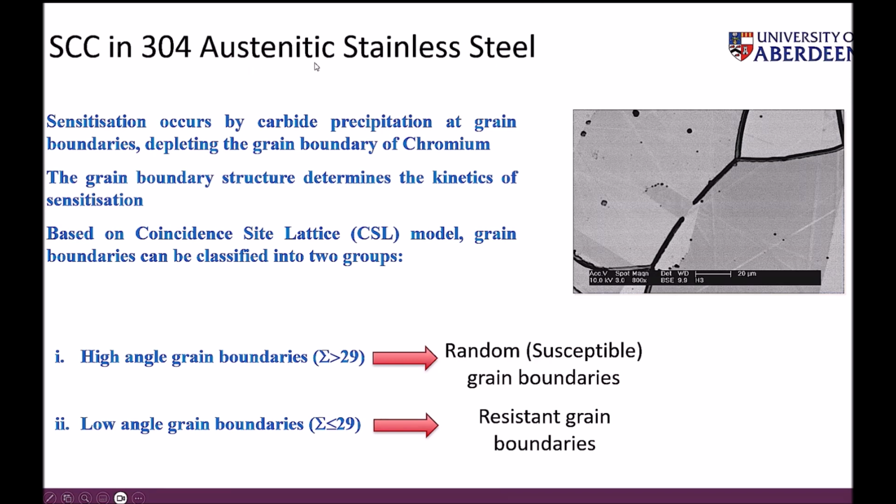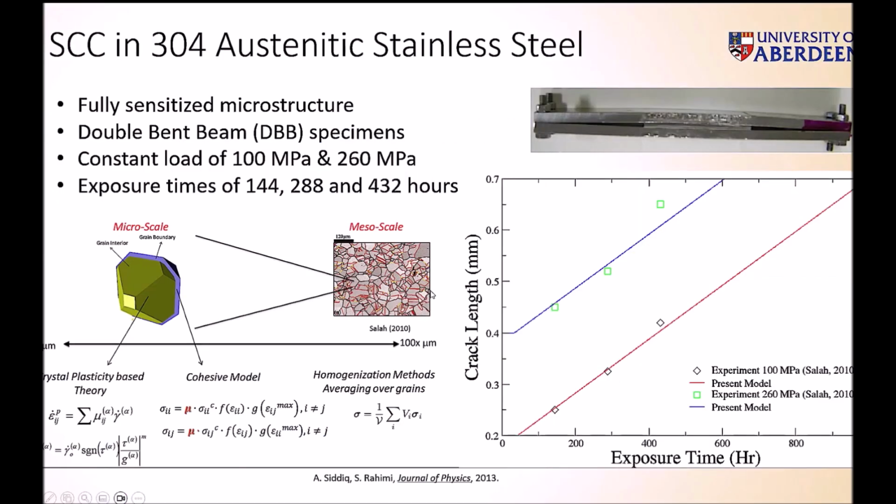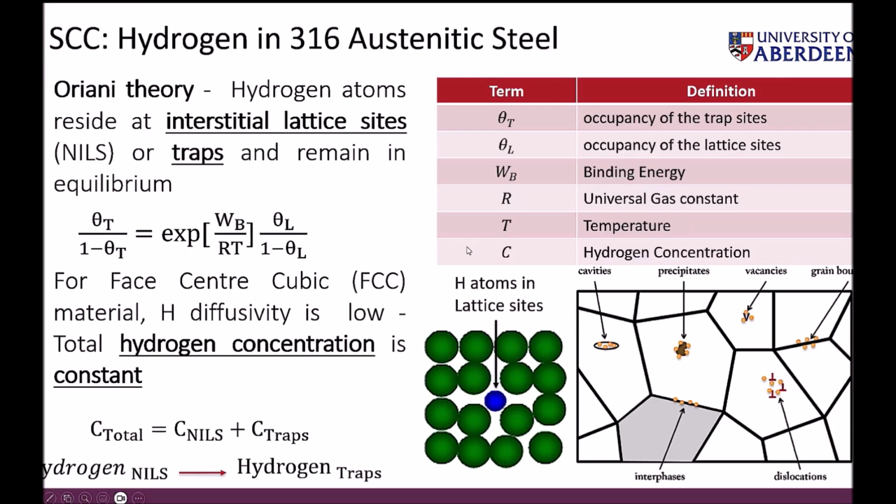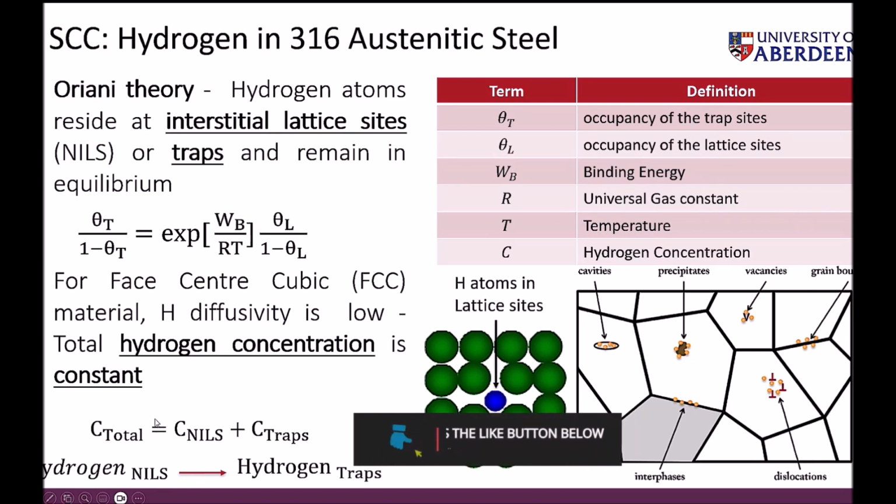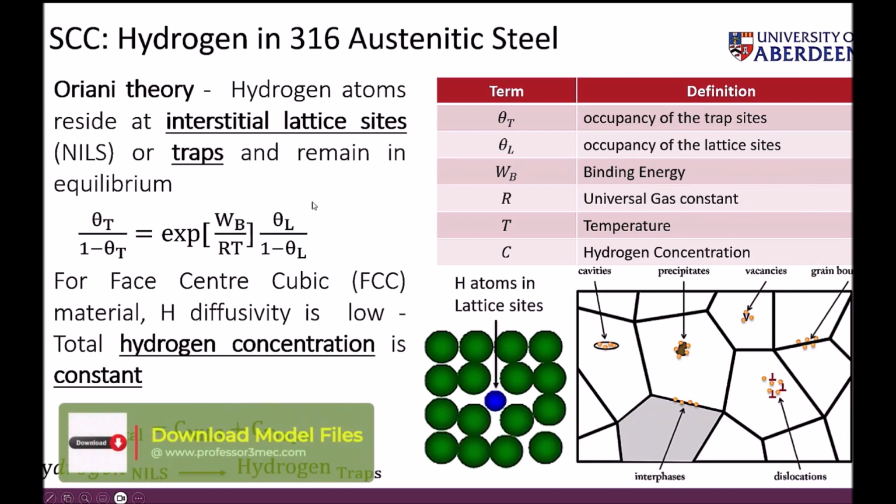Yeah, 3 or 4 austenitic stainless steel, where chromium carbide makes the areas around the grain boundaries brittle. We modeled that, and we were able to predict the crack length as a function of exposure time for this kind of test, which was a double cantilever beam test performed in an HCl environment. This is one work we did, and the one I showed you just now, we have hydrogen, which is an atom that resides in the interstitial lattice sites or traps, and they remain in equilibrium.